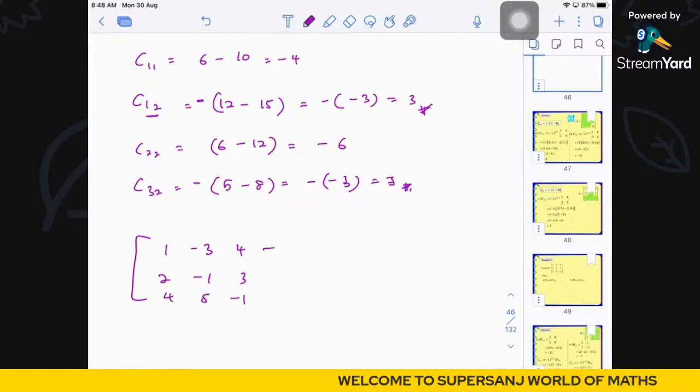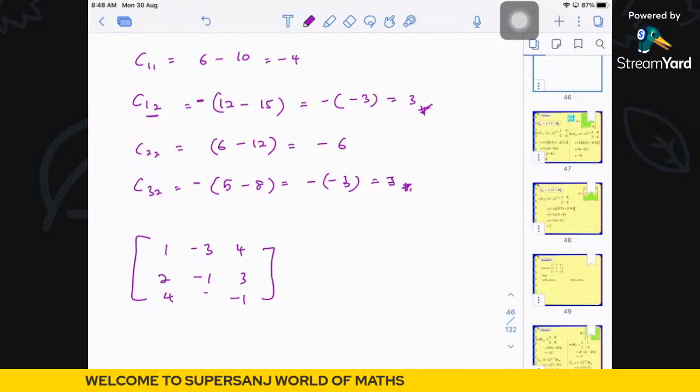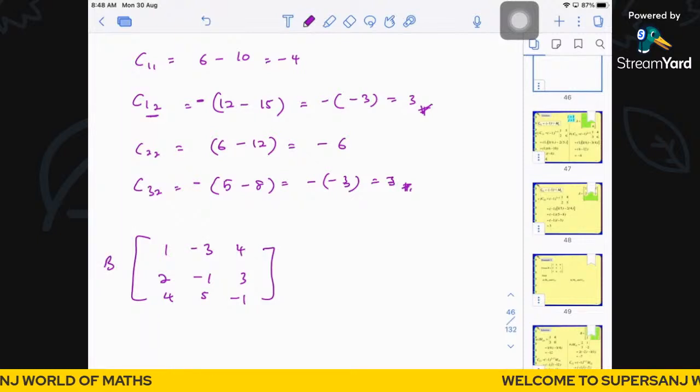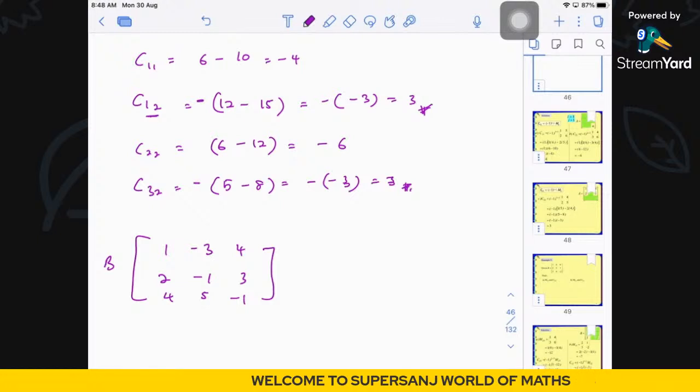Now, actually, it's not that hard. It's quite easy. Maybe I give you, this is B. Pay attention. Now I ask you to find the cofactor. To find the cofactor, you have to find the minor first.